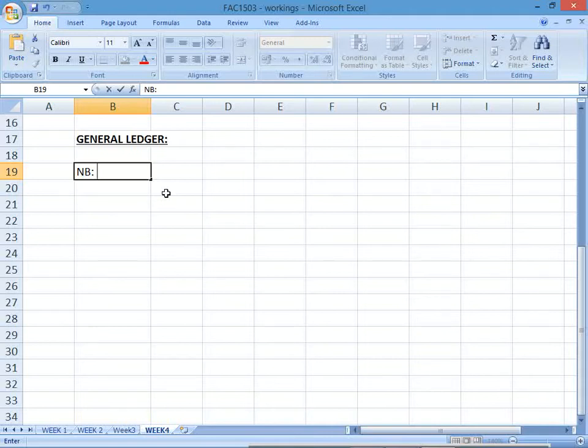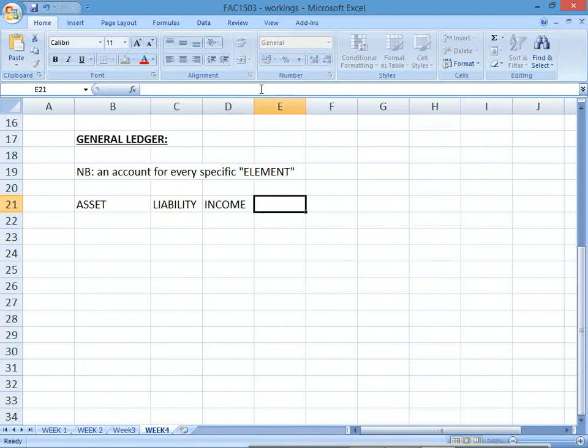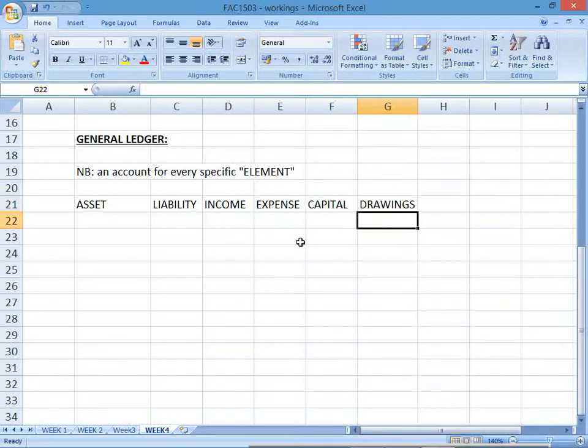Good. So NB, what is a ledger? An account for every specific element, inverted commas. When I talk about the word account, I'm referring to a general ledger, because the element is the high level. If we talk about assets, liabilities, income, expenses, capital, and drawings, those are the basic principles. Every single one of those accounts that you will see can meet the definition of one of those elements.